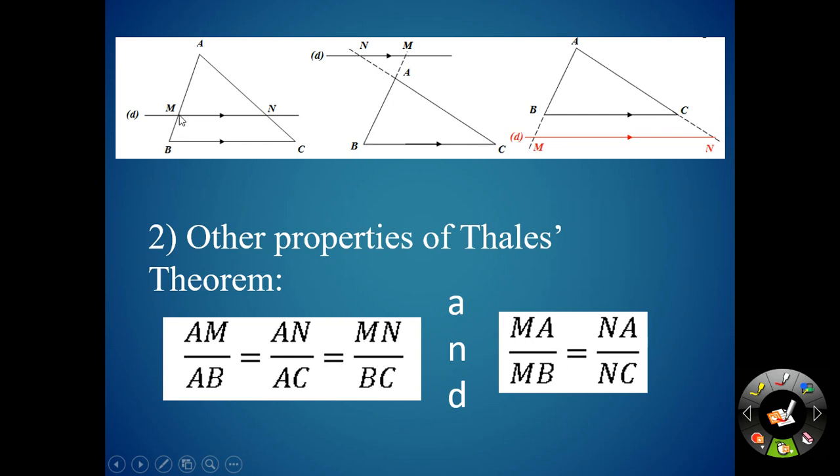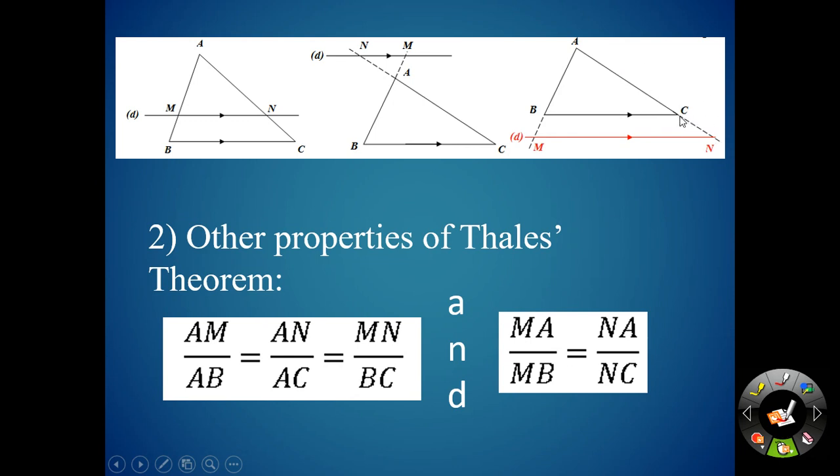So if I start with the vertex, with one of the parallels, I can write three ratios: MA over MB is equal to NA over NC. Here I can continue: MA over MB is equal to NA over NC. Here the same: MA over MB is equal to NA over NC.